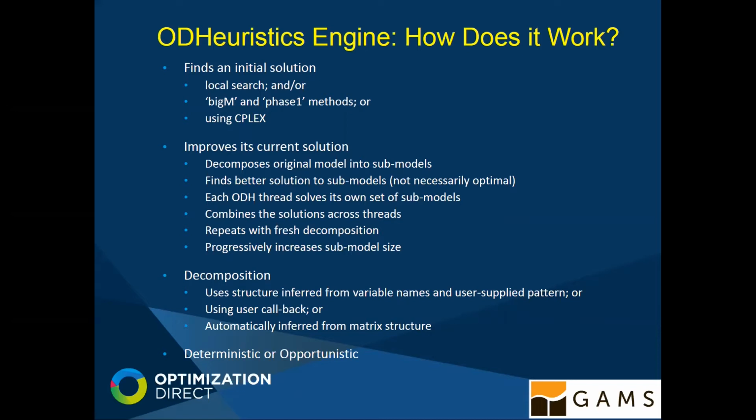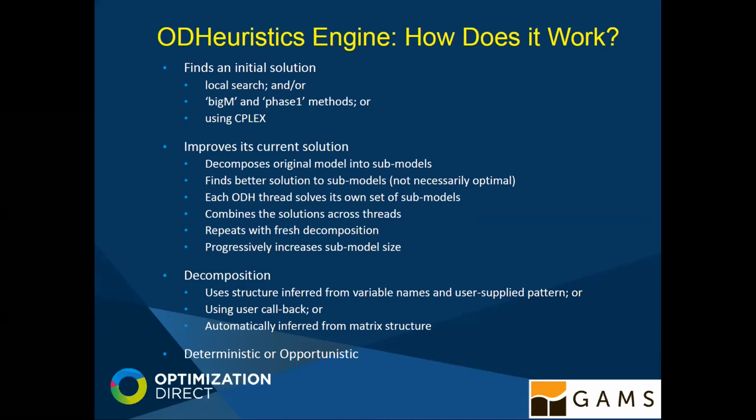Or with ODH CPLEX, we do everything at once. So the ODH heuristics engine is running its local search and doing its phase 1, phase 2, or Big M approach while CPLEX is running. And whoever gets a feasible solution first says, we've got a solution, let's go. At that point, we set about improving our current solution.